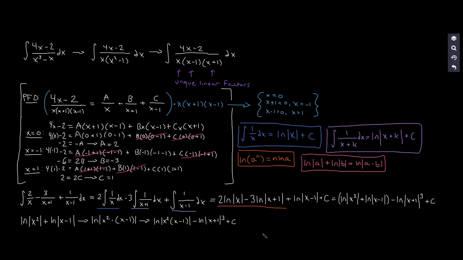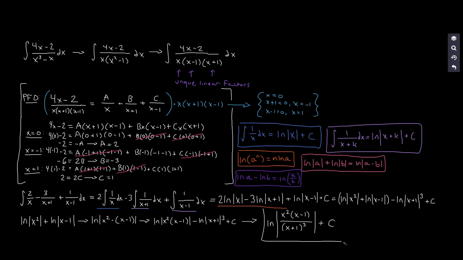Now, at this point, there's one last rule that we can apply, and it's a logarithm rule. This says that the natural logarithm of a minus the natural logarithm of b is the same thing as the natural logarithm of the rational expression a over b. So let's go ahead and apply this rule. And it turns out this is actually going to be our final answer. So this is the natural logarithm of x squared times x minus 1 quantity over x plus 1 quantity raised to the third power plus c. And this is going to be our answer for this problem here.